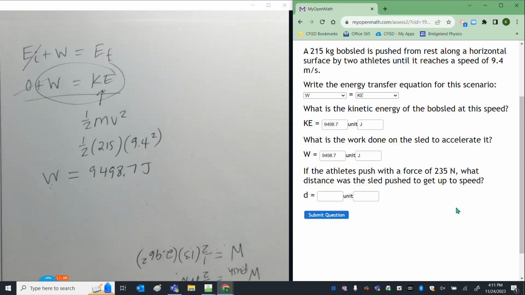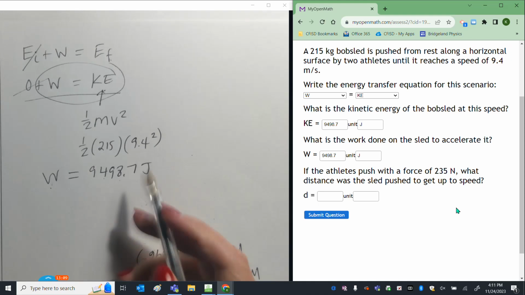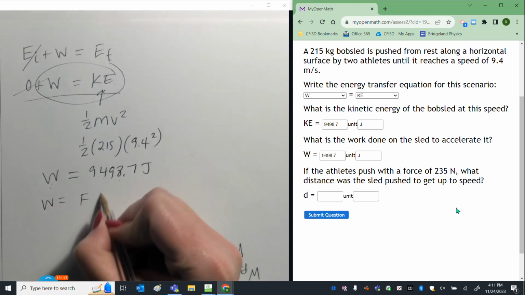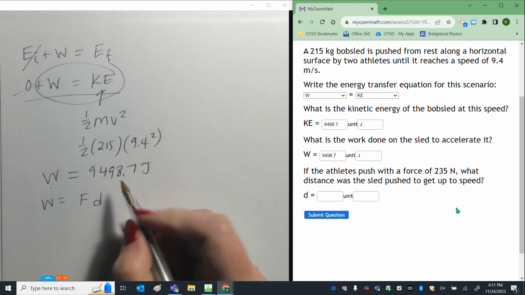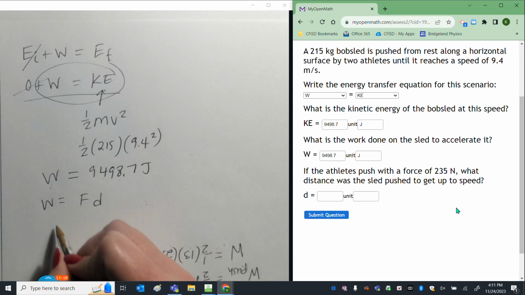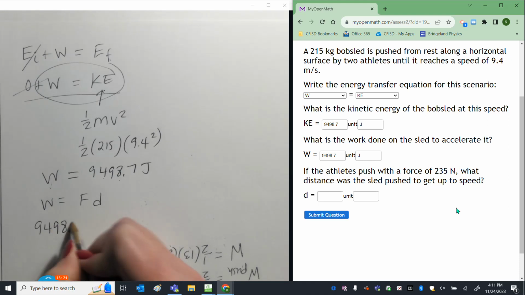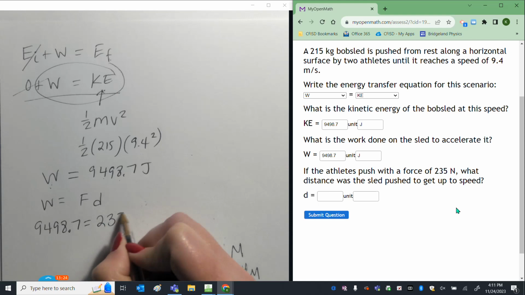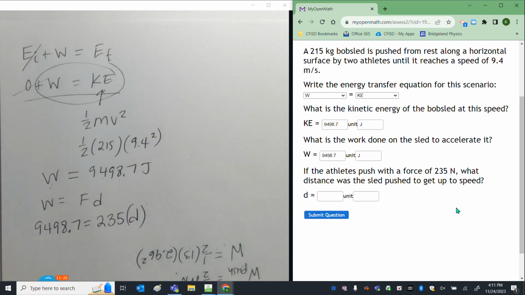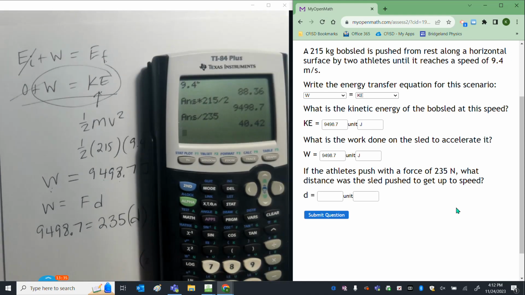If the athletes push with a force of 235 newtons, what distance was the sled pushed to get up to speed? Okay, again, work, although it's equal to this value, work is also equal to force times distance. So I know the work, and I have a force now. So we're going to substitute in 9498.7 equals the force 235 times that distance. So if I want to solve for D, we're going to divide both sides by 235. And that's going to give us our distance that had to be pushed is 40.42 meters.